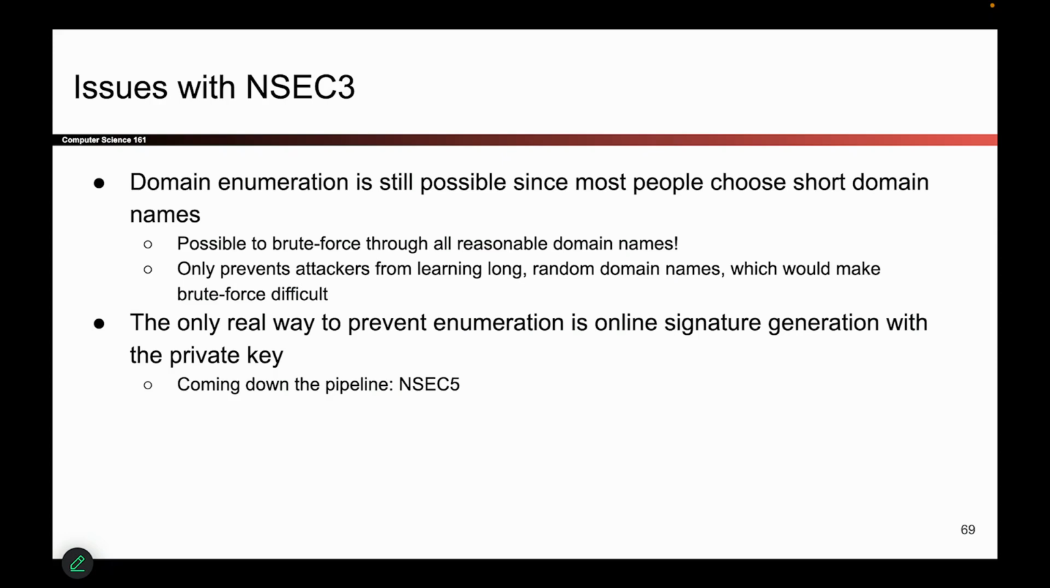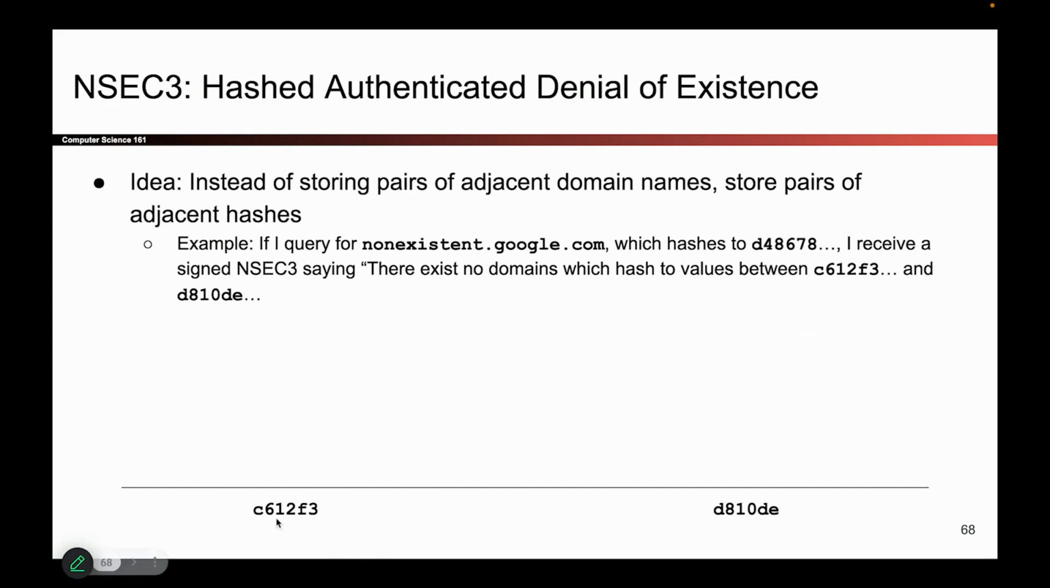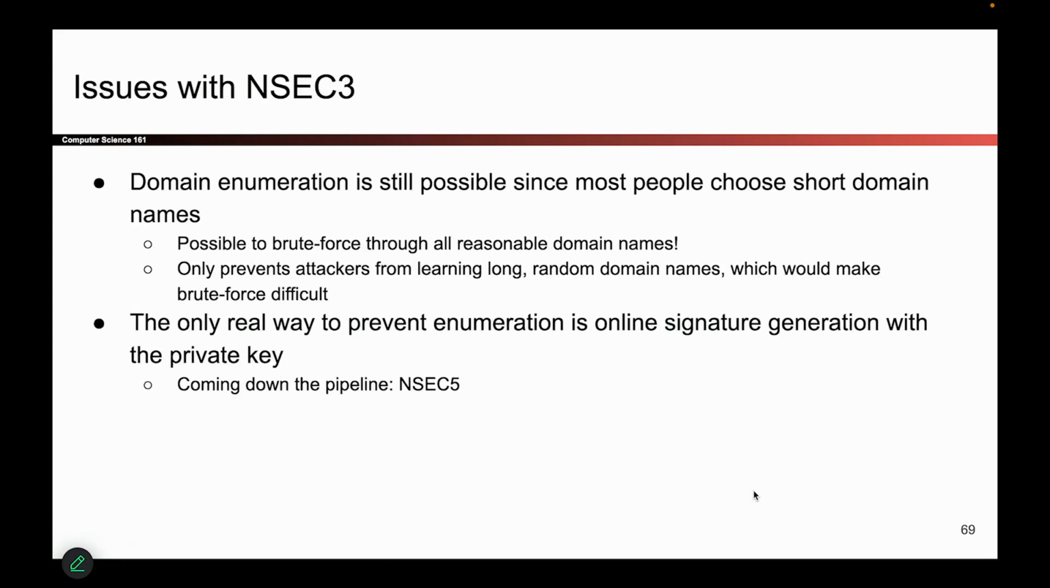Some people might say hashes are good, but they don't stop brute force attacks. If an attacker learns that C6 is a valid hash and D8 is a valid hash, they can try and brute force through a dictionary and learn the domain name anyway. So that's one possible counter argument, that they can brute force and learn the domain name and figure out what the original value was that hashed to C6 or D8. This is more possible if you're using domain names that are easy to remember.